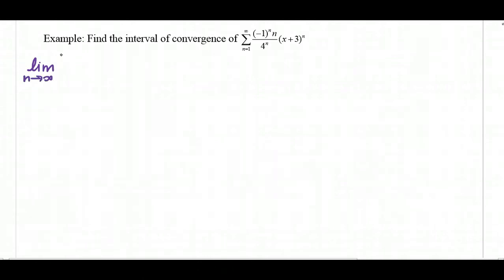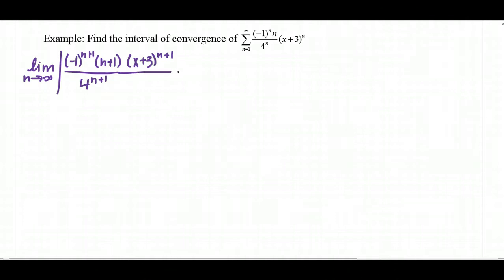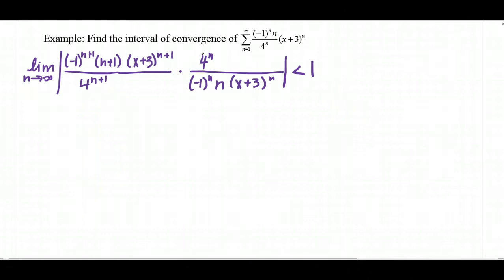The limit as n approaches infinity of the absolute value of (-1)^(n+1) times (n + 1) over 4^(n+1), and then we have our (x + 3)^(n+1) in the numerator. So this is going to be times the reciprocal, because it would be divided by this quantity. So times the reciprocal means the 4^n is on the top, and on the bottom is my (-1)^n, my n, and my (x + 3)^n. And I need to force this to be less than 1.